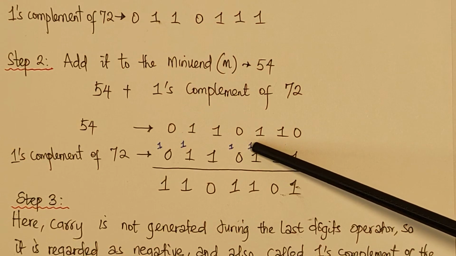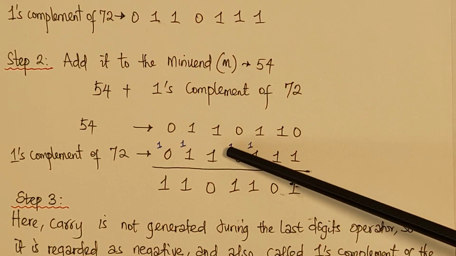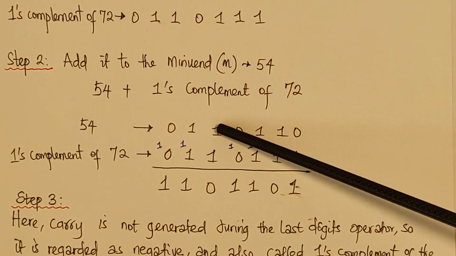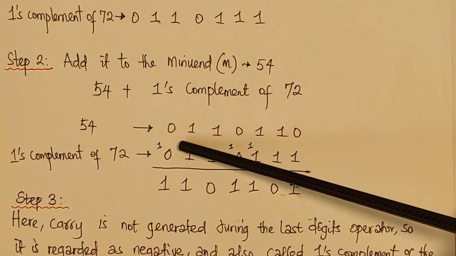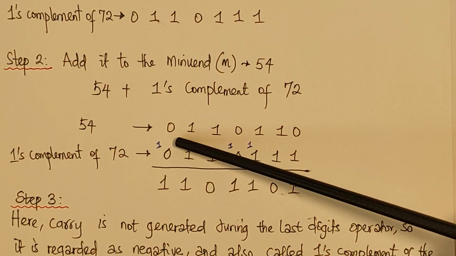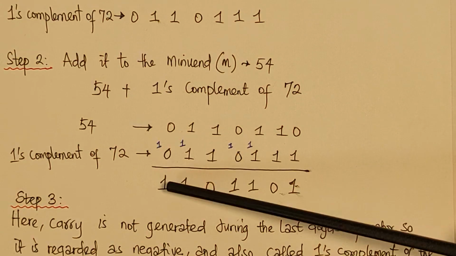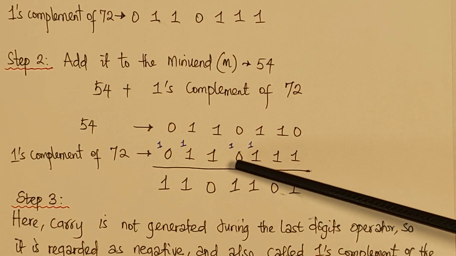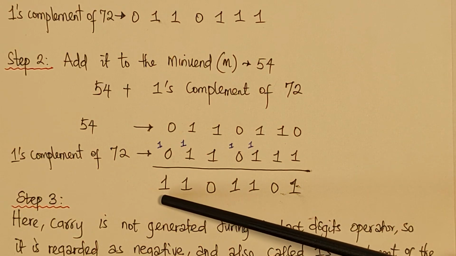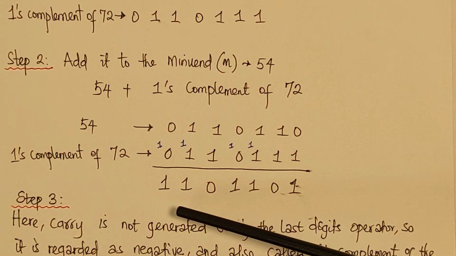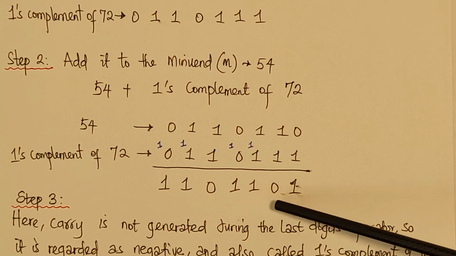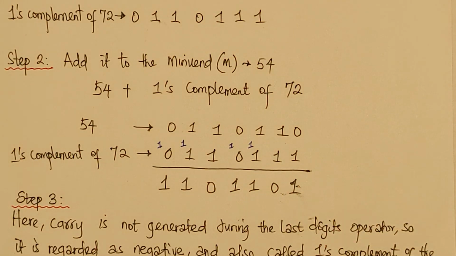Take note, the blue color actually symbolizes our carry values. Okay, so at this point we have 1 plus 1 will be 0 carry 1. 1 plus 1 plus 1 will be 1 carry 1. 0 plus 0 plus 1 will be 1. So at the end of the day, this summation of 54 and 72 will be 11011101. Now we move over to step 3.